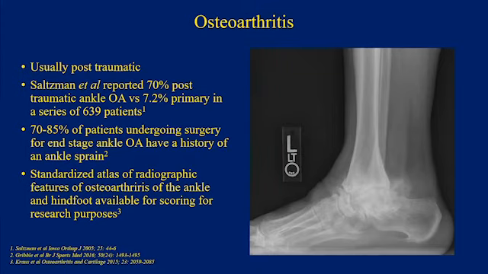And probably, as we'll talk a little bit more in tomorrow's session, this is ultimately what the patients go on to in terms of treatment options. We do a lot of ankle replacement for end-stage arthritis. Next.